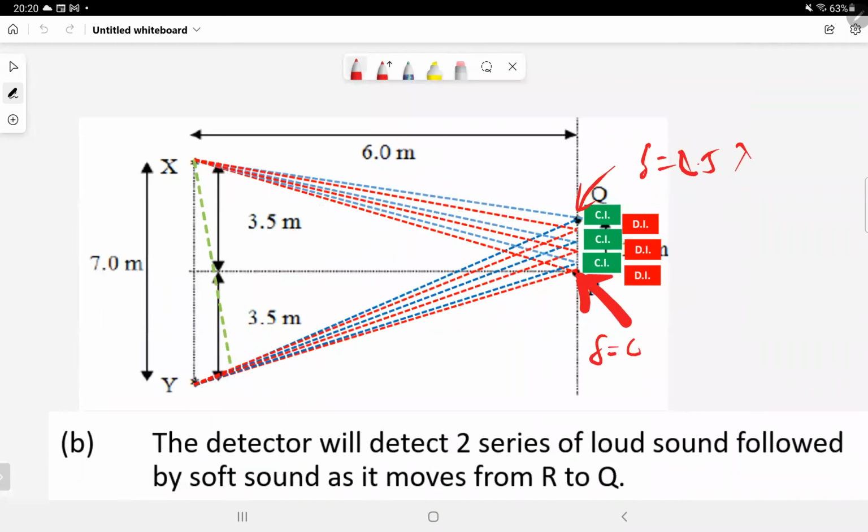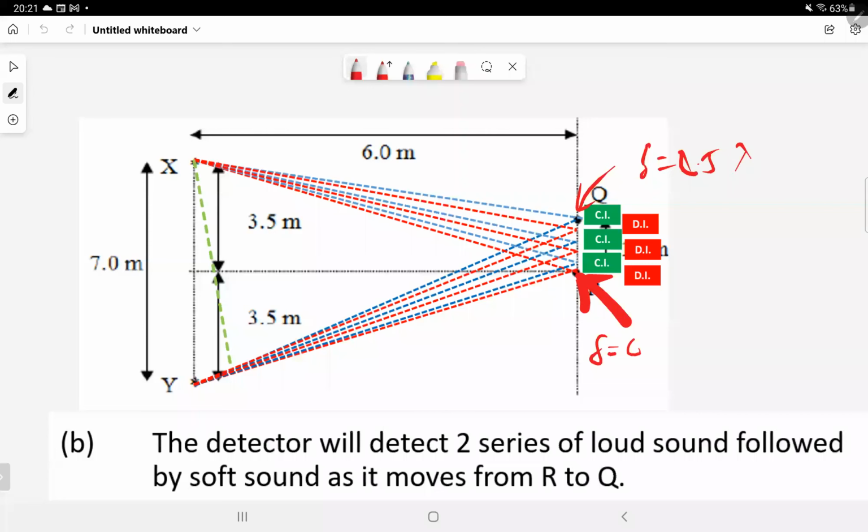Never mind. So for all the points in between, you can deduce that at some point higher than R, you will have a point where the path difference is 0.5 lambda, then 1 lambda, then 1.5 lambda, 2 lambda, 2.5 lambda at Q. Therefore, you will correspond to positions of constructive, destructive, constructive, destructive. Excluding R and Q, there are altogether 2 sets of constructive and destructive interference pairs.